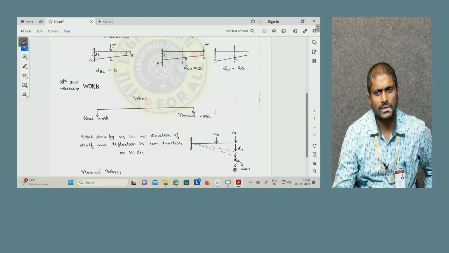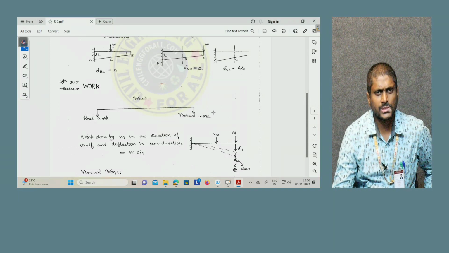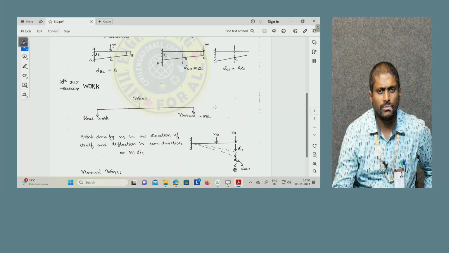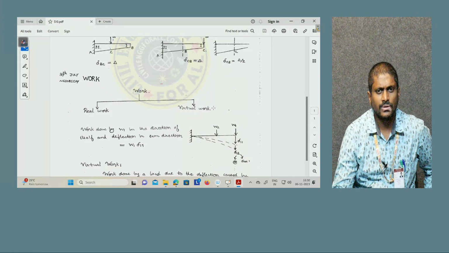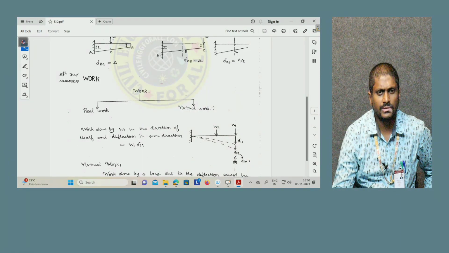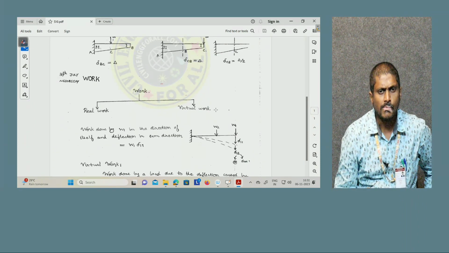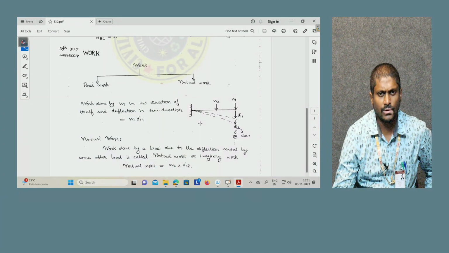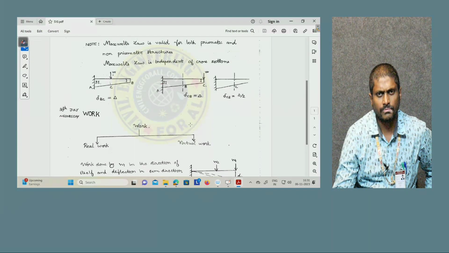So then there is an understanding about the work. Work has been divided into real work as well as virtual work. Then if you see the work done by W1 in the direction of I itself, and deflection in the same direction, it equals W1 into delta 11. Then virtual work done by a load due to the deflection caused by some other load is called virtual work or imaginary work. Virtual work equals W2 into delta 12.